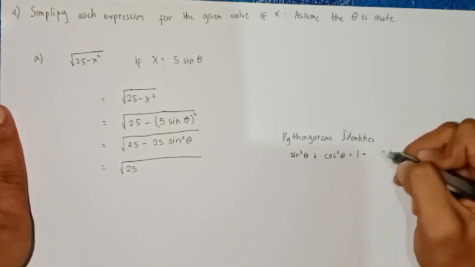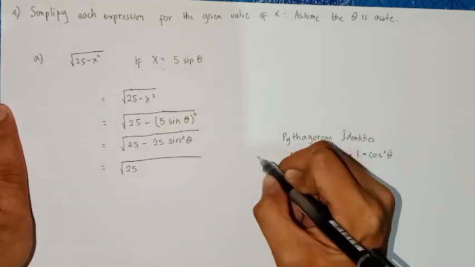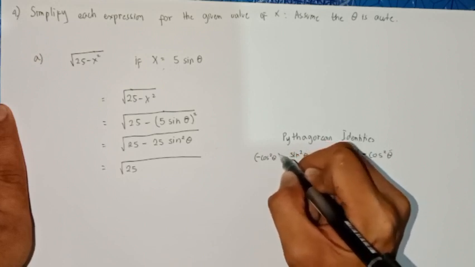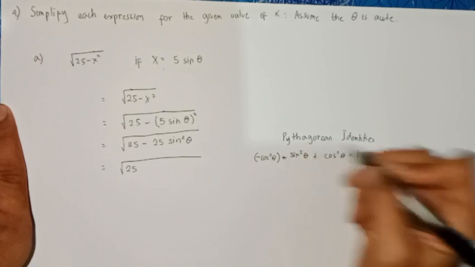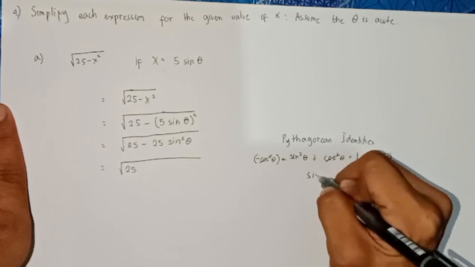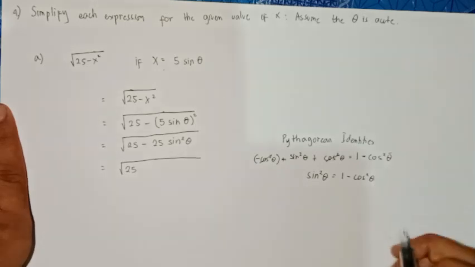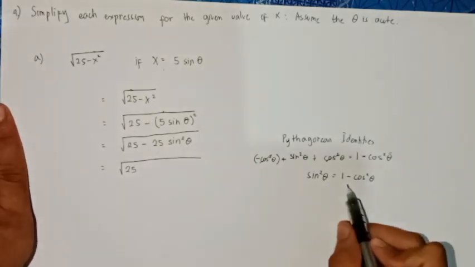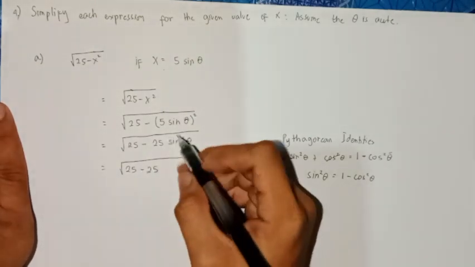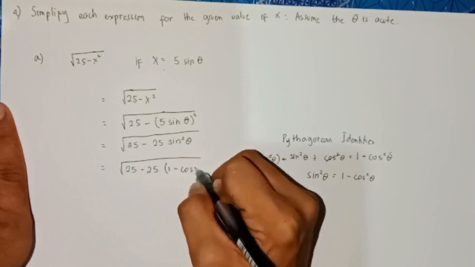Add negative cos squared theta to both sides. So they cancel, and sine squared theta is equal to 1 minus cos squared theta. So sine squared theta is also equivalent to 1 minus cos squared theta. So we need to substitute sine squared theta with 1 minus cos squared theta.